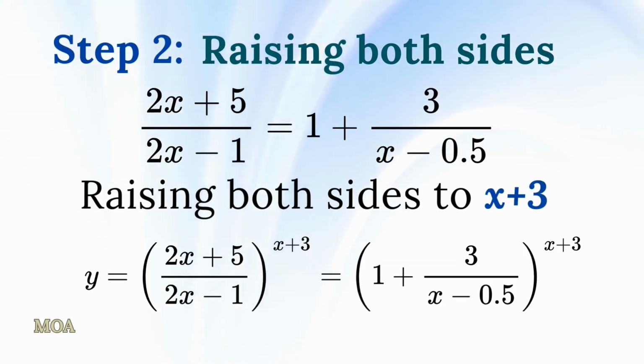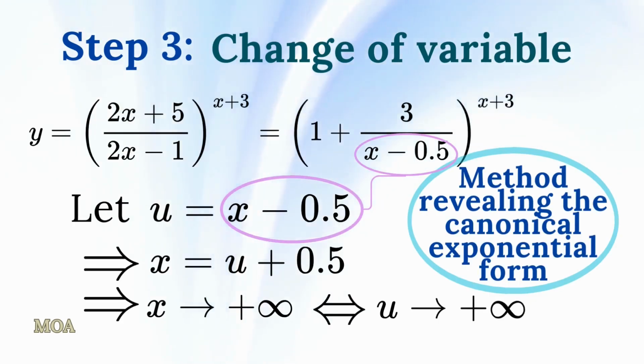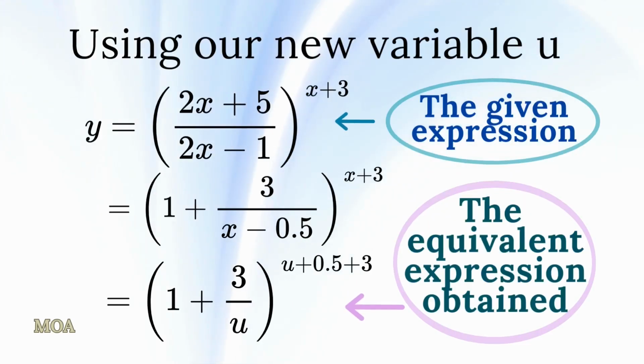Now, raising to the power x + 3, we obtain y equals (1 + 3/(x - 0.5)) all raised to the power x + 3. Now, let us make a change of variable. Let u equal x - 0.5. This implies that x equals u + 0.5. As x approaches positive infinity, u also approaches positive infinity. This substitution allows us to rewrite y in an equivalent form.